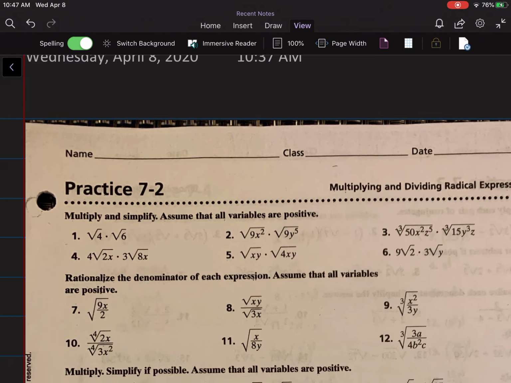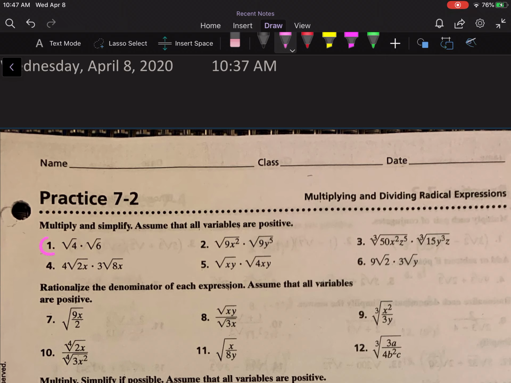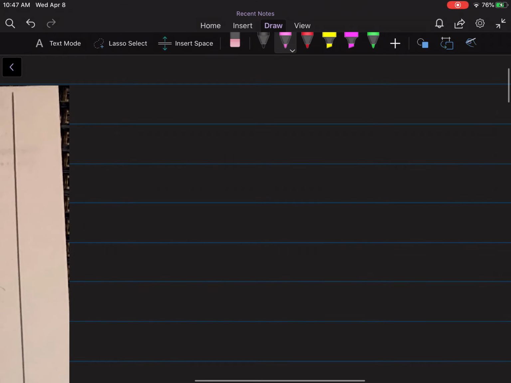Okay, so let's look at number 1. It says square root of 4 times square root of 6. So basically, I'm just going to write that over here. Square root of 4 times square root of 6.